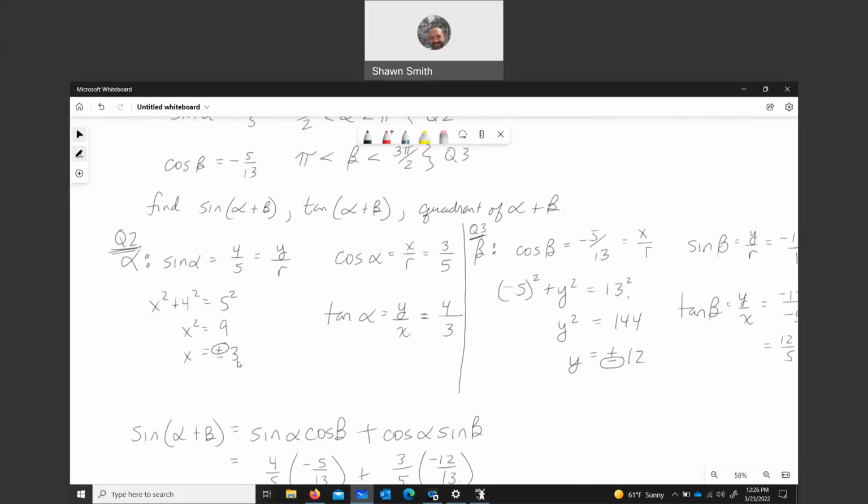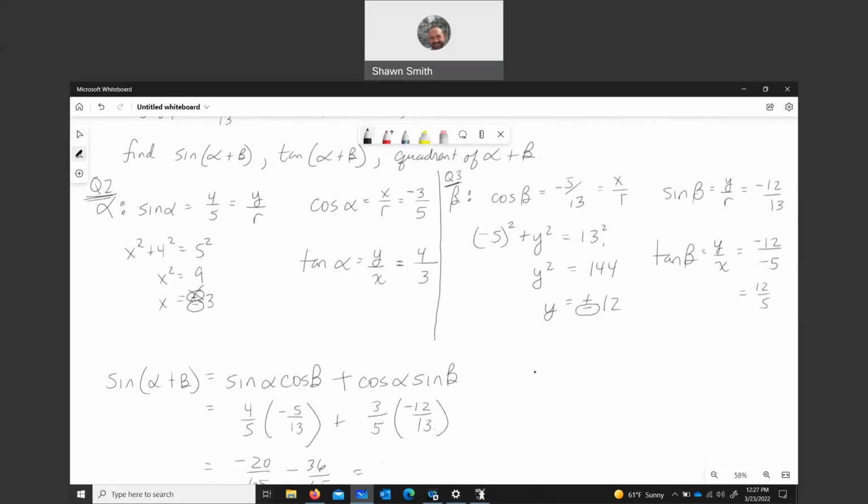Quadrant 2, x is not positive. Why did I choose that? Quadrant 2, x is negative. Right there. So x is negative in quadrant 2, right? Y is positive in quadrant 2. All right, so this should be a negative right here, 3/5. See how easy it is to make a simple sign error.